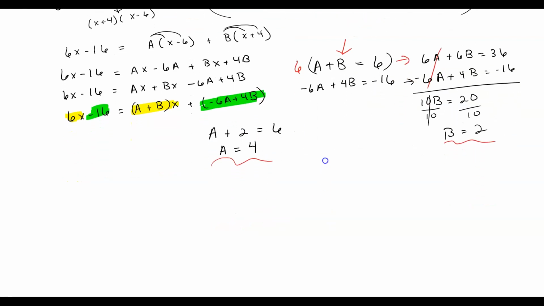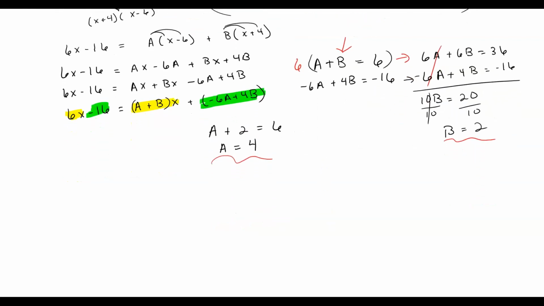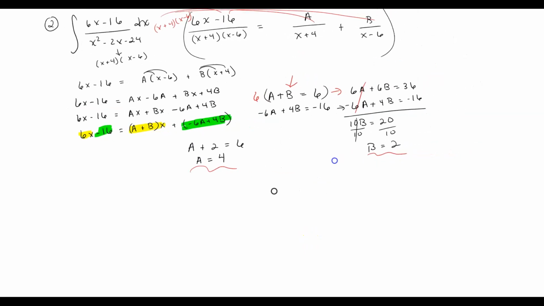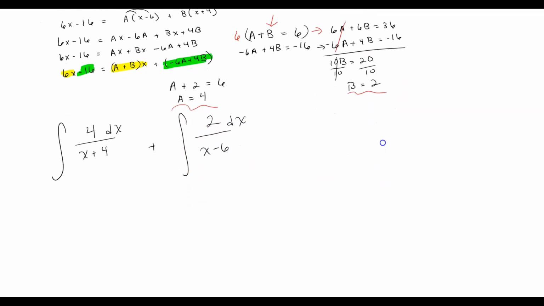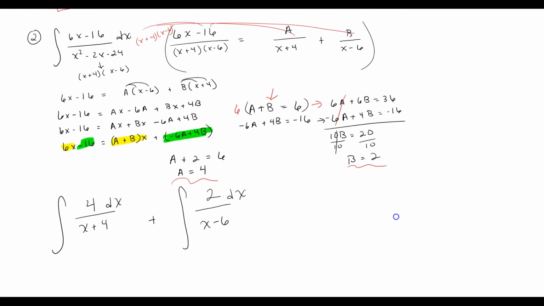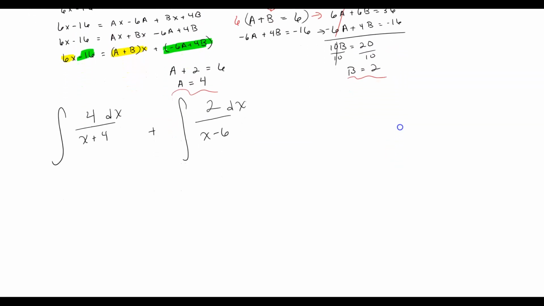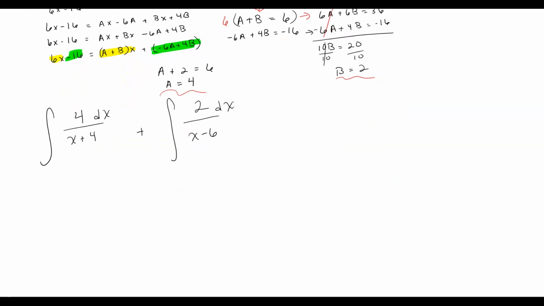Now notice these are not our answers. We just simplified the process of integration. So let's take a look at our original fractions, because that's what we're going to integrate. I have the integral of A over x plus 4, which is 4 over x plus 4, dx, plus the integral of 2 over x minus 6, dx. Now look at this. This is a lot less complicated than the original integral. This is not terribly difficult.